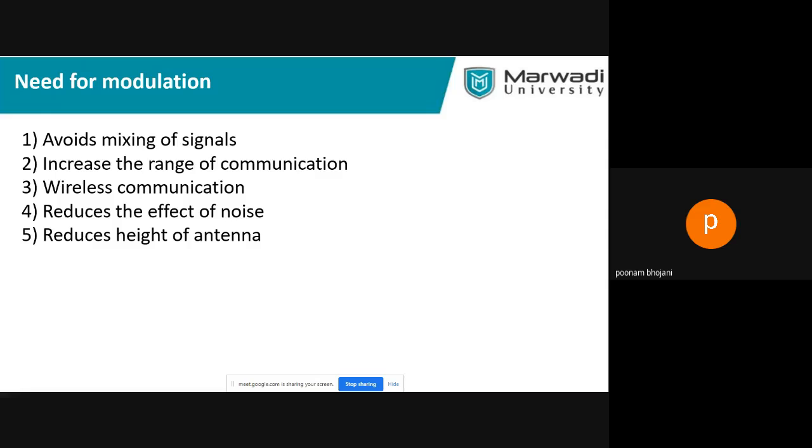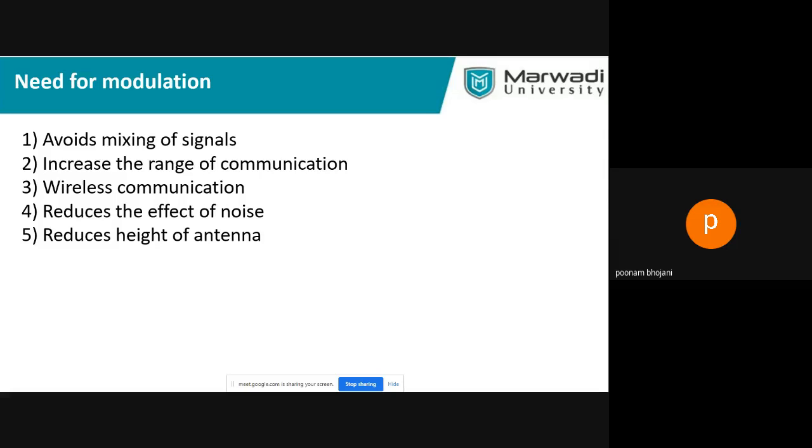First is avoids mixing of signals. I have already explained that. Second is increase the range of communication, which means long distance communication. If your signal has high frequency, then according to the energy equation, energy is directly proportional to frequency. So if frequency is high, energy is high, and if energy is high, it can travel a long distance. Very simple fundamental.